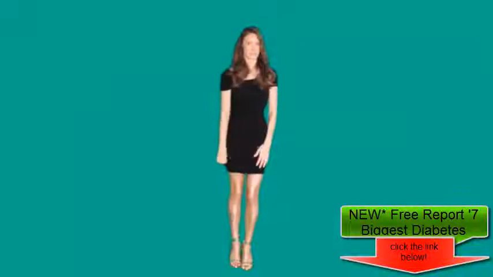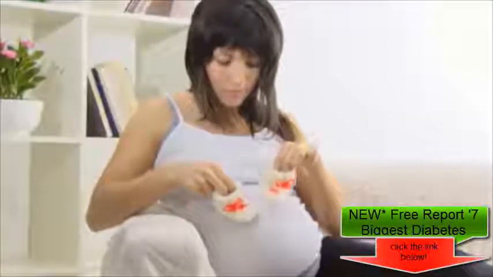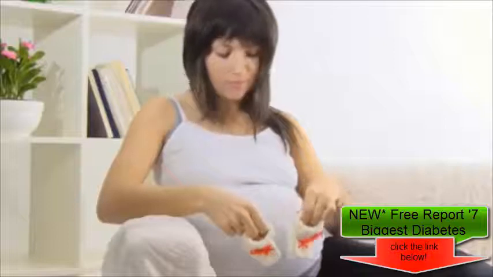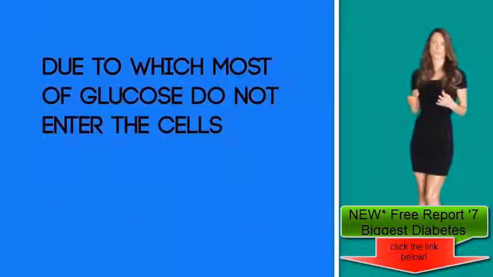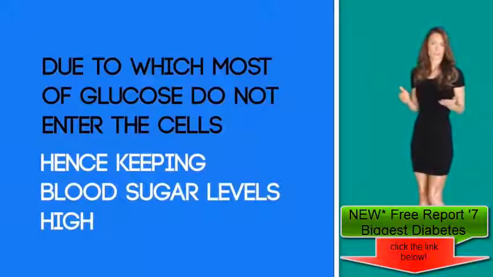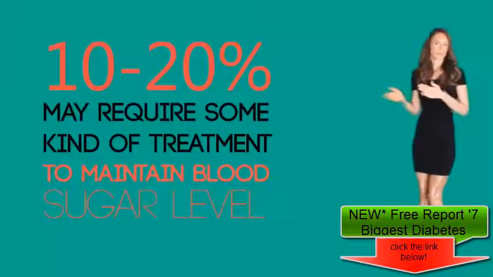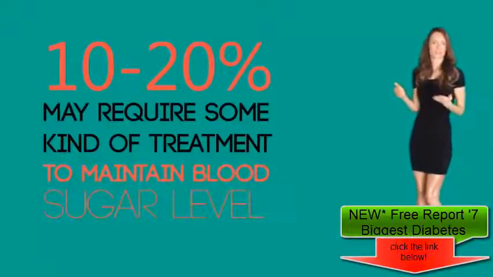Type 3 diabetes. This is called gestational diabetes and is the third type. Gestational diabetes occurs during pregnancy in females. In some women, the concentration of glucose in the blood is relatively high and their bodies do not produce sufficient insulin, due to which most of the glucose does not enter the cells, hence keeping the blood sugar levels high. Generally, this type of diabetes is managed with appropriate diet and regular exercise, but in about 10 to 20% of patients may require some type of treatment to maintain blood sugar levels.